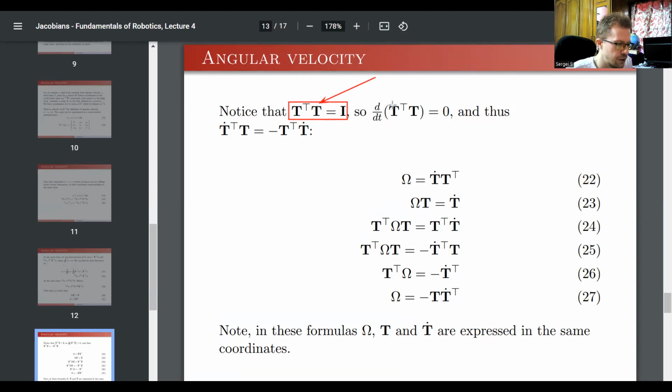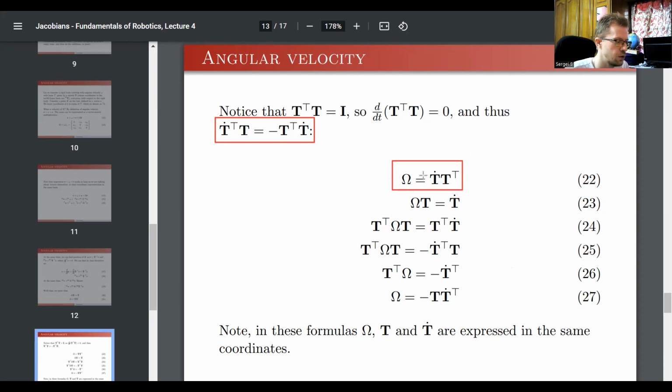So this is the definition, but we can take the derivative of this definition, and we get the derivative of T transpose T equal to 0. When we use the rule of derivative of a product, remember, the derivative of A times B is A dot times B plus A times B dot. That's what we get here. And we have 0 on the right, so we can shuffle this to the right, and we get this expression. So we get that T dot transposed T is equal to minus T transpose T dot, right? Just by differentiating here.